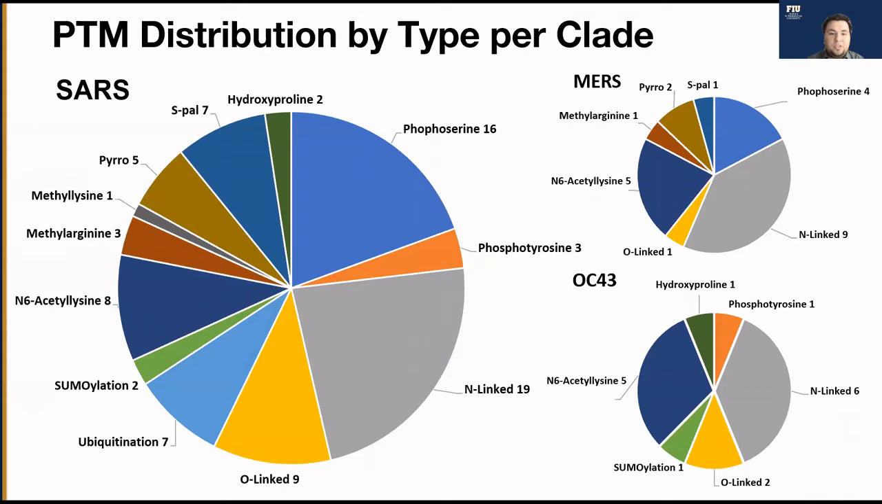Furthermore, we found that the SARS clade had much greater diversity of PTM types than the MERS or OC43 clade. The SARS clade PTM distribution is composed of 12 different PTMs, while the MERS is composed of 7, and the OC43 clade is composed of 6.